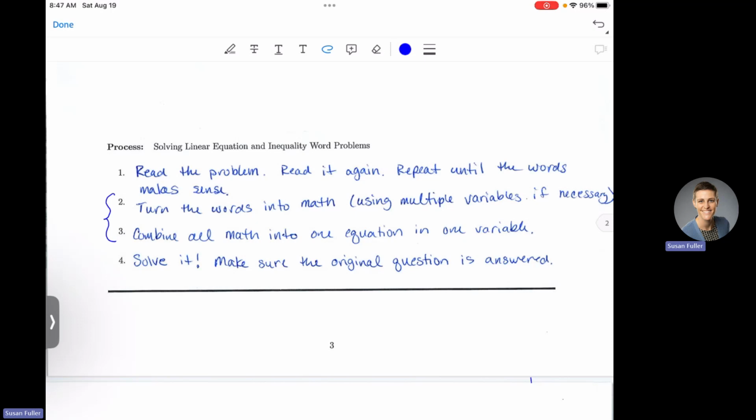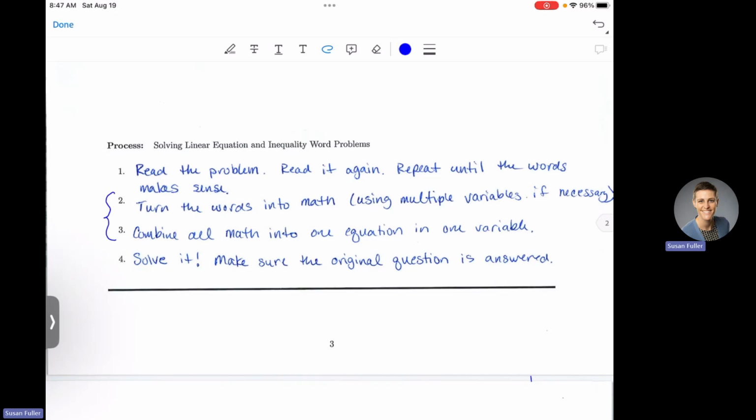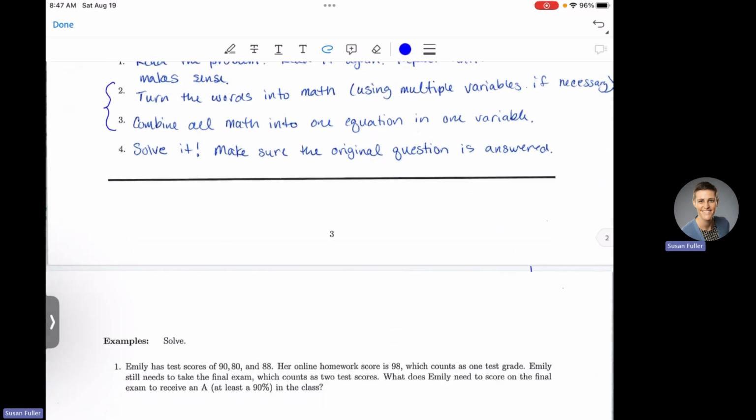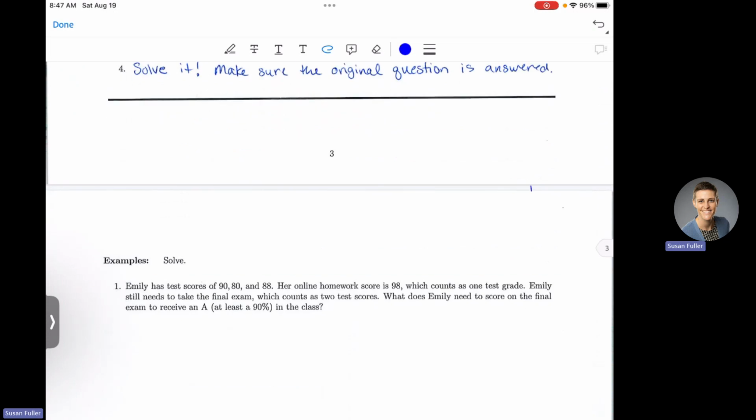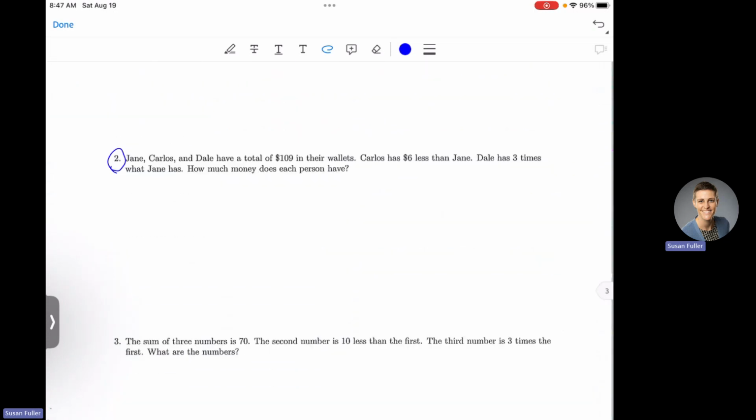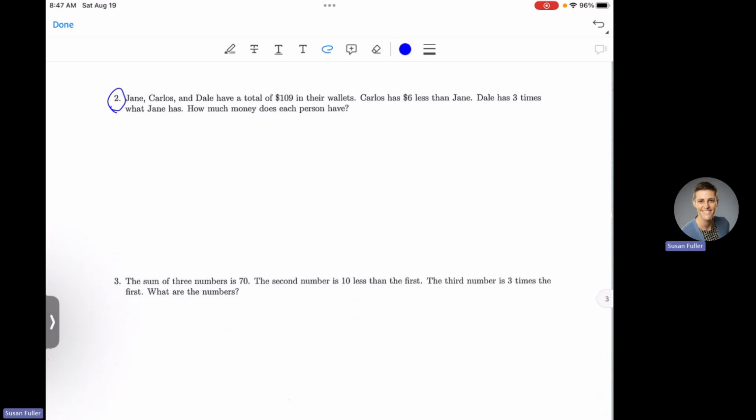We don't want to take shortcuts unless we know where they go, because we don't want to get lost. So combine all of your math that you've created in step two into one equation in one variable. That way we can solve it. So go ahead and solve it. And then just make sure that you answer the original question that was asked, because sometimes the solution to your equation isn't going to be the answer to the question that was asked.